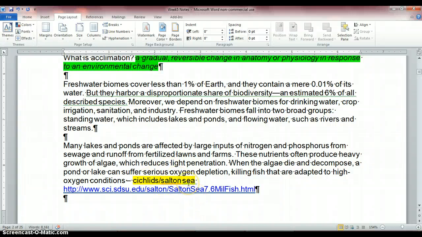The Salton Sea in California, there's a link for this, and this is where it was a lake actually created because of farmers, very high levels of nitrogen in the rest, and has led to a lot of fish death.